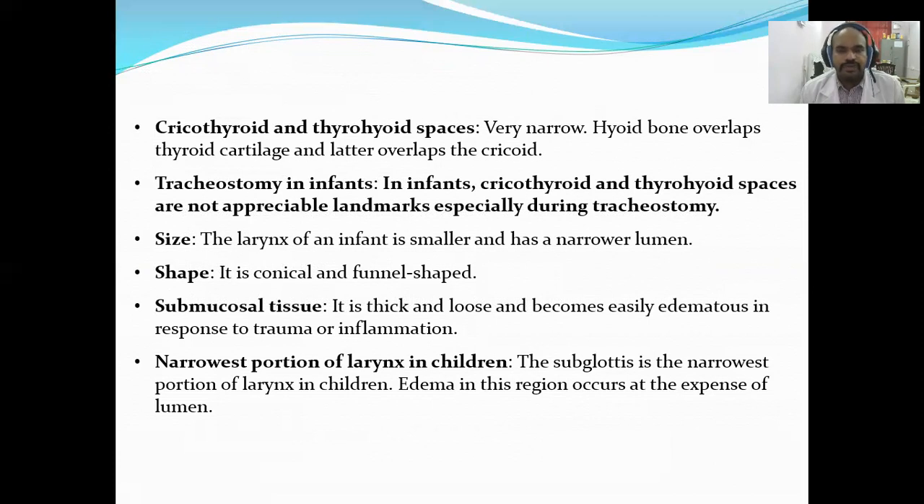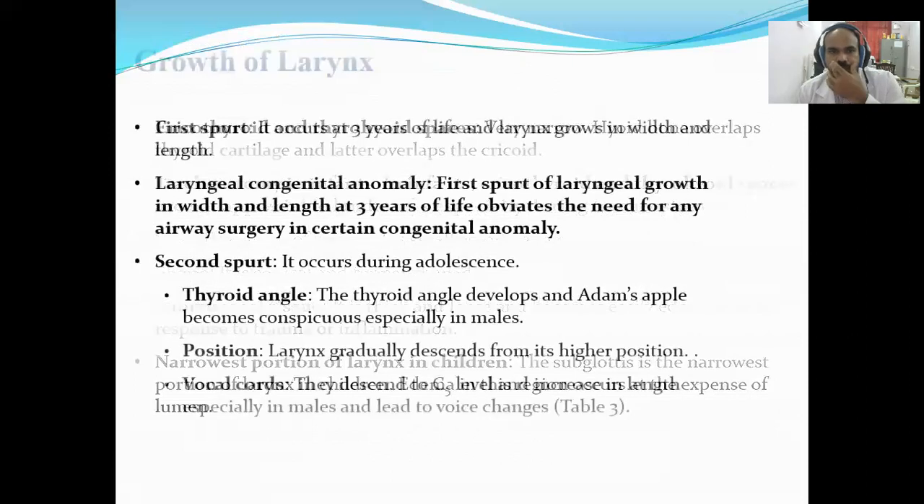The narrowest portion of the larynx in children is the subglottis. Subglottis is the narrowest portion of the larynx in children. Edema in this region occurs at the expense of the lumen.